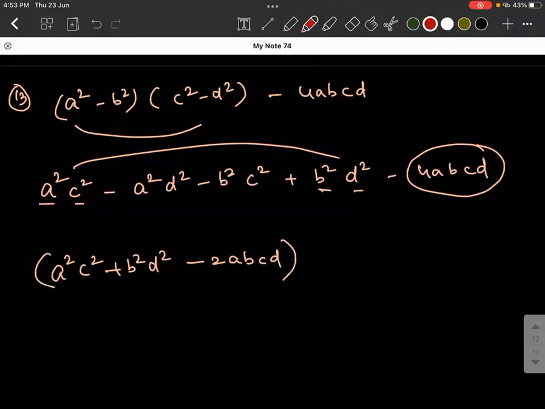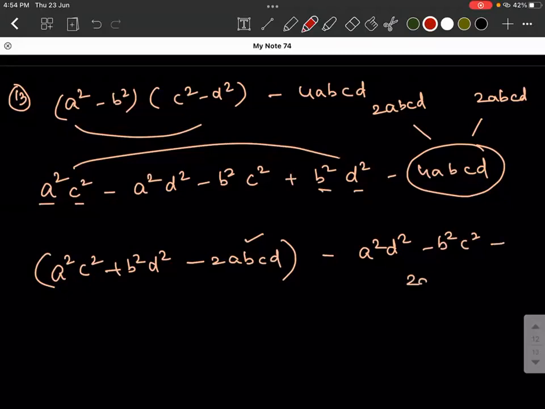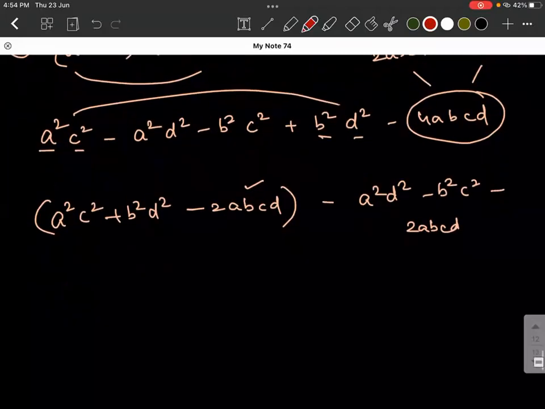No, no, minus 4ABCD, I'm splitting and writing it as minus 2ABCD minus 2ABCD. Are you able to understand what I'm saying? 2 times ABCD, and this is 2 times ABCD. The sum of those two is 4ABCD. Out of which I am taking one minus 2ABCD with this one. So what will be the other thing that I'll be left with? Minus A square D square minus B square C square minus 2ABCD.